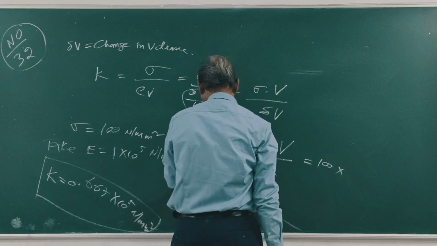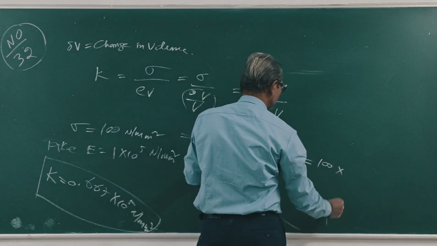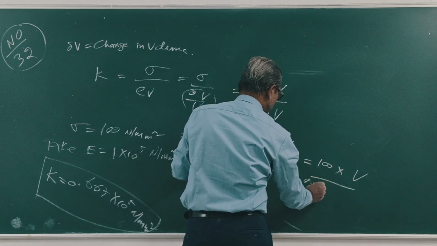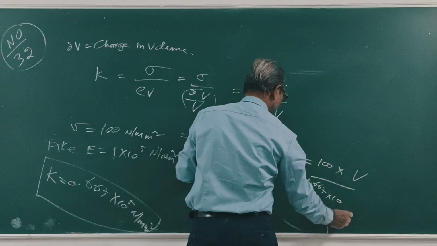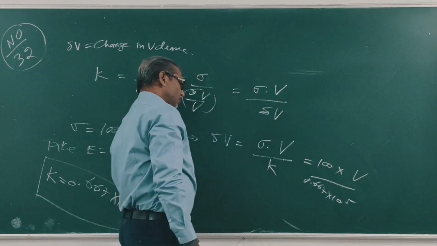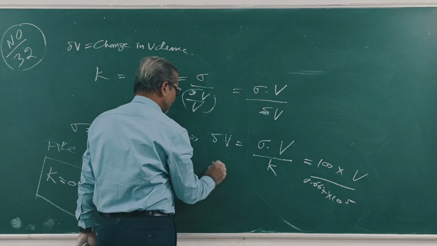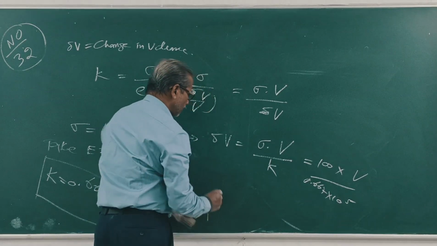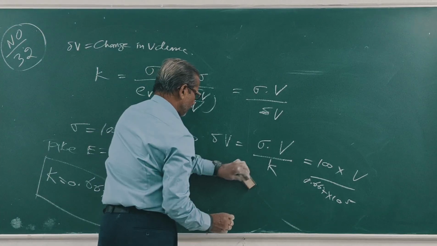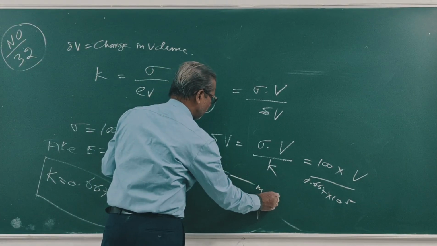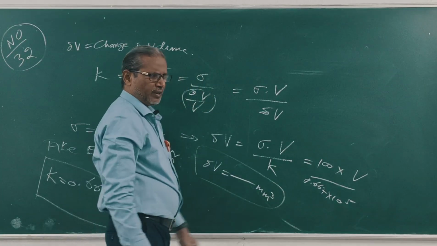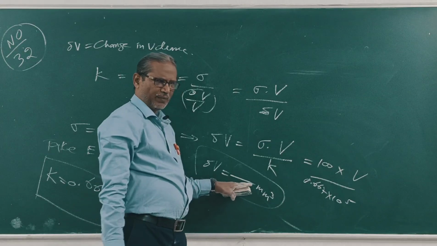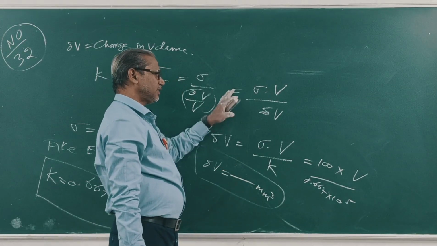Stress is equal to 100 into V. Put the value of V by K. What is K equal to? 0.667 into 10 to the power of 5. Clear? Put all the values and find change in volume delta V in mm cube. Right? Put the value of V, pi by 4 d square L, and by calculation find the value of delta V in mm cube. Right? This is our question number 32.